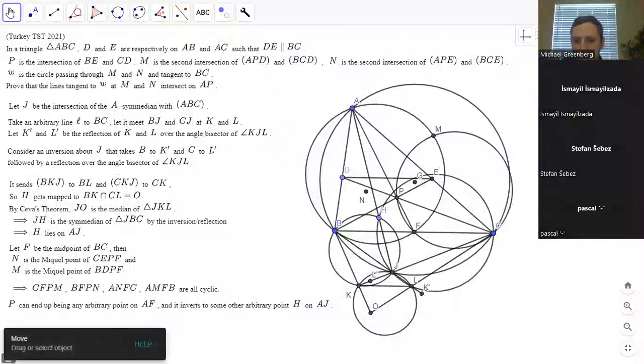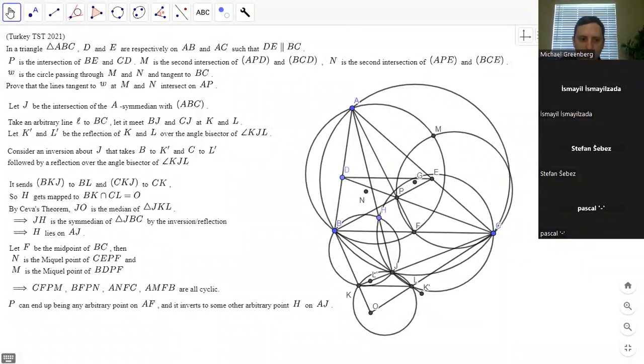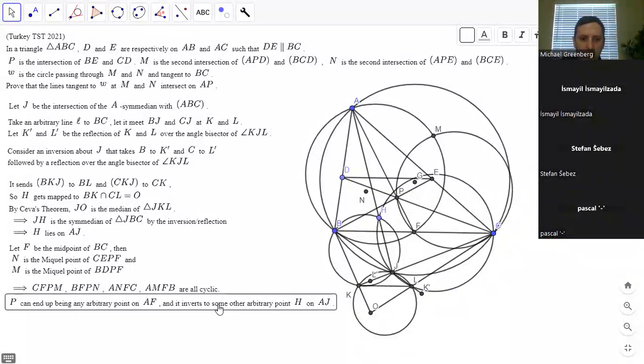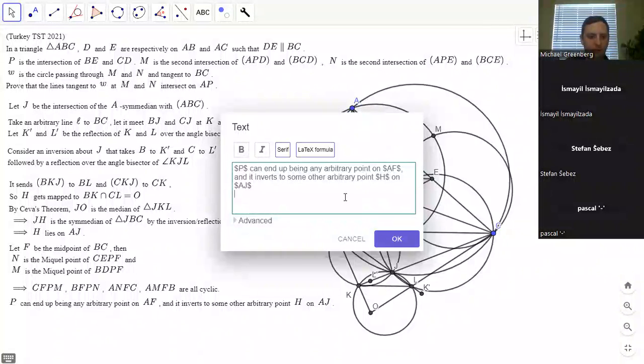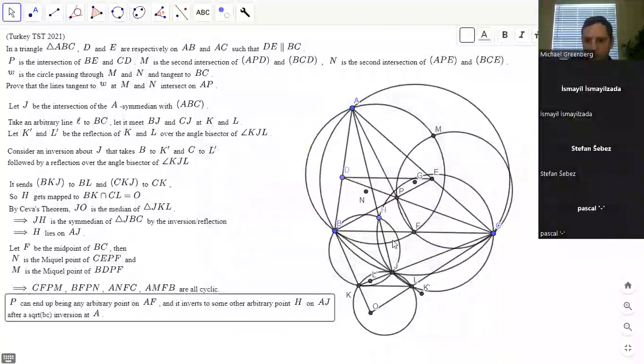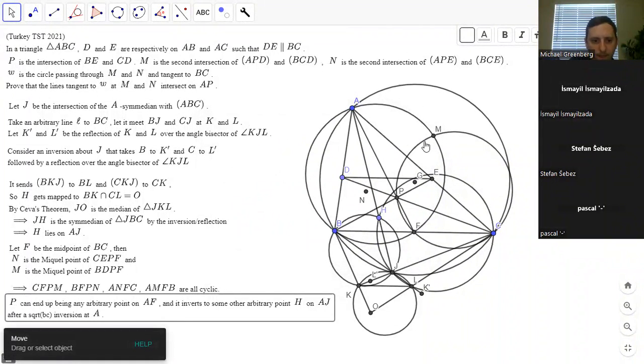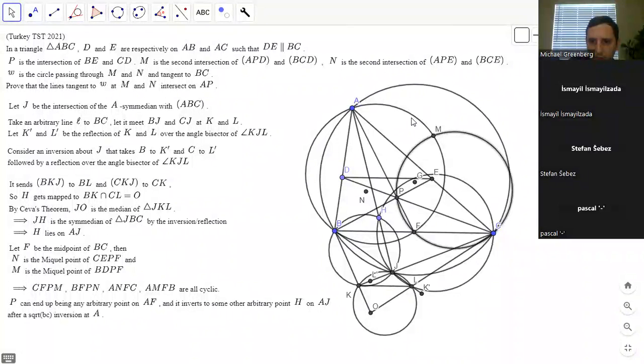So M inverts to, once we do the root BC inversion, well, I should say after a root BC inversion at A. So if we do that, F inverts to J. So this circle inverts to line BJ. And this circle inverts to CJ. No, I don't think M inverts to J, right? This circle inverts to BJ. This circle inverts to C.